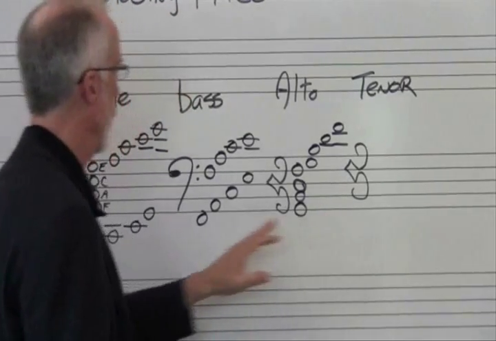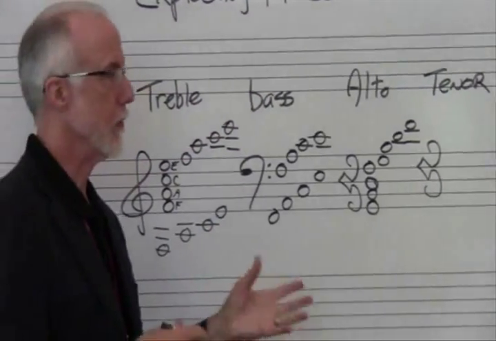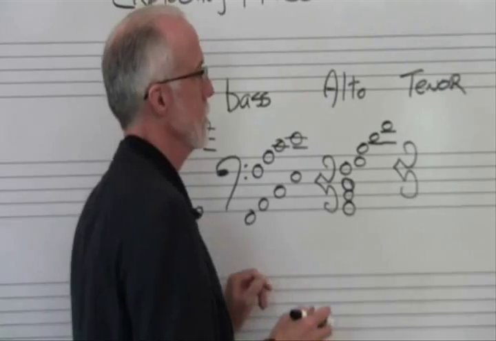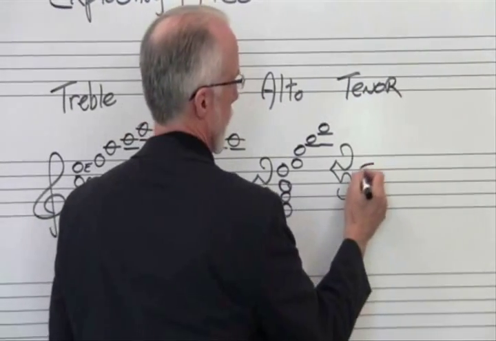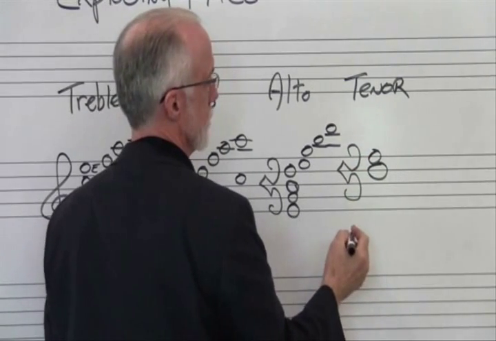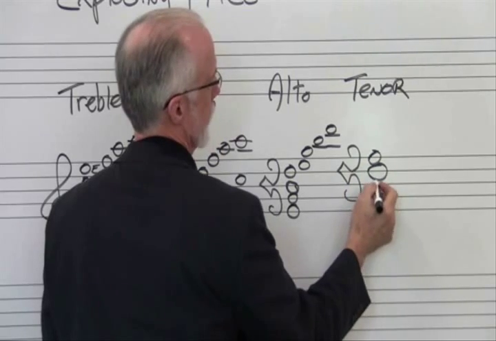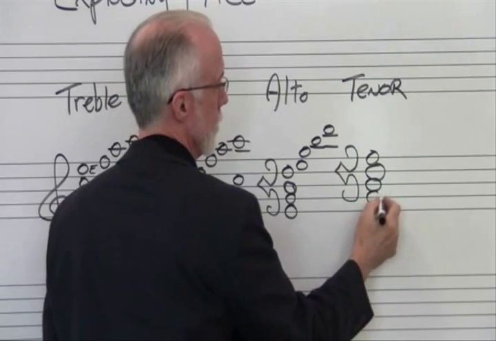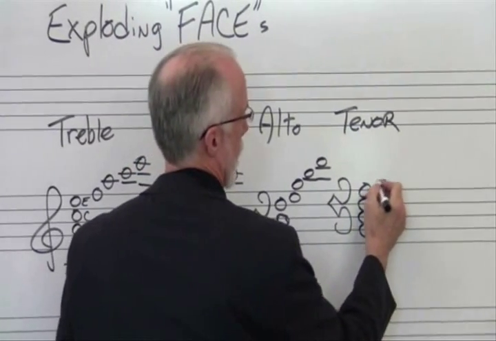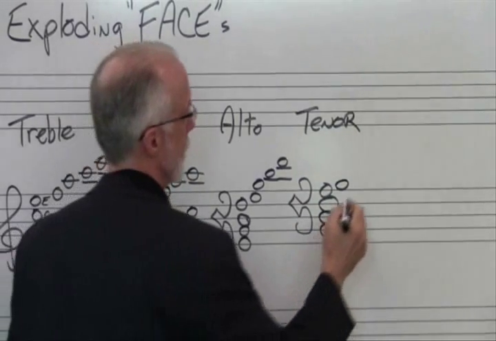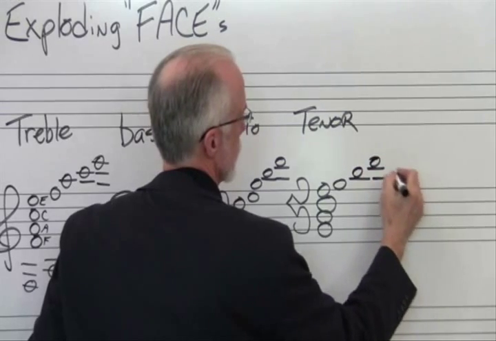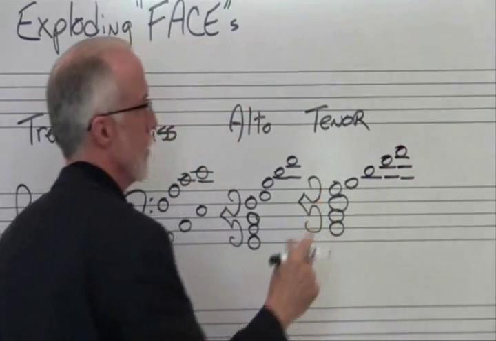Tenor clef, quite common in cello playing and trombone playing. Not so common, but sometimes in bass. Again, the middle of the clef is C. So the line above it is E. The line below is A. And there's our face for tenor clef. F is the space that sits on top in tenor clef. A, C, E.